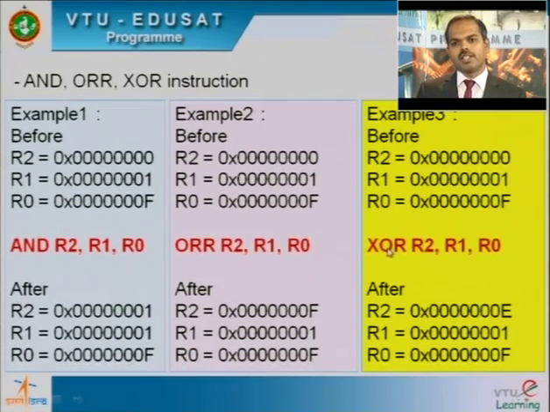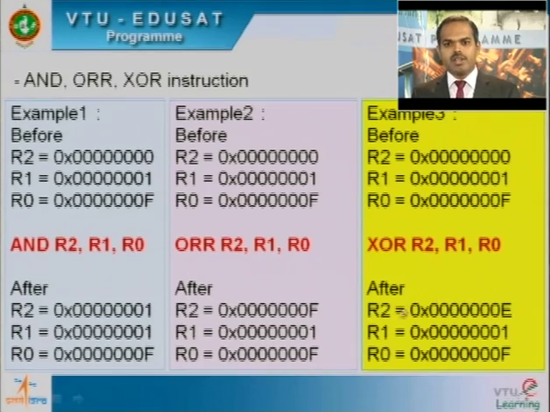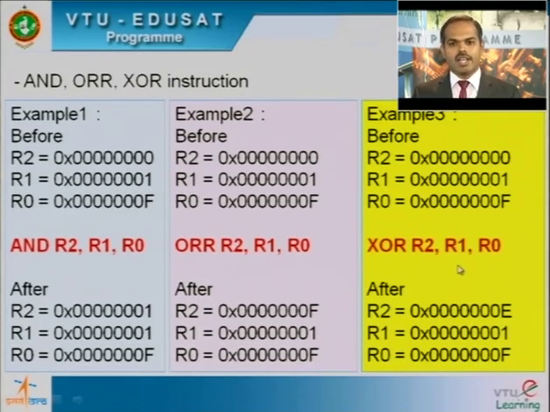Example 3 goes with an XOR operation. Sorry, this is a slight mistake in the present slide. It has to be EOR, not XOR. EOR R2, R1, R0. Before the execution of the instruction, it is the same values as example 1 and example 2. Once this instruction is executed, you have to know that the XOR operation is an operation wherein the bit has to be opposite.